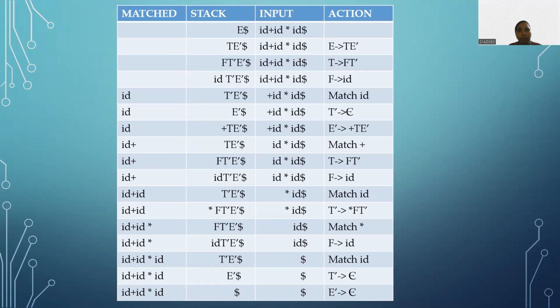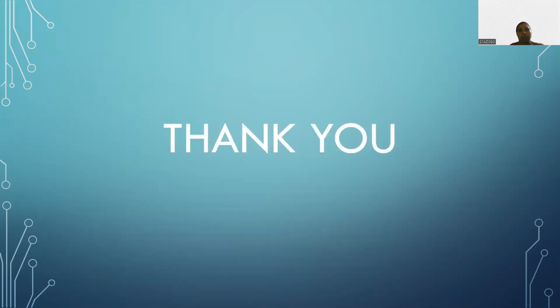As I proceed, finally I'll reach the end of the input string, and in the stack you'll have dollar, and in the input string also you'll have dollar. It means that the string is accepted. So with the help of the predictive parser, which is one type of top-down parser, we have identified whether the string is valid or invalid.